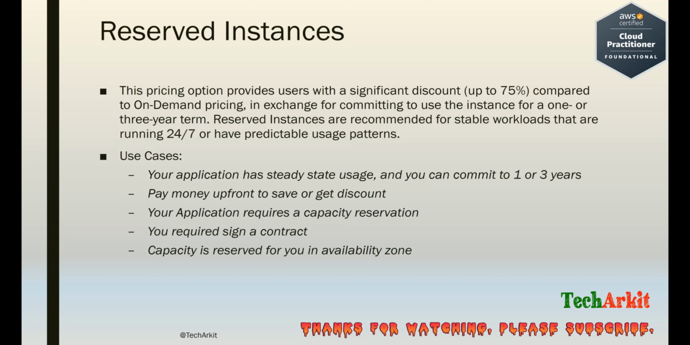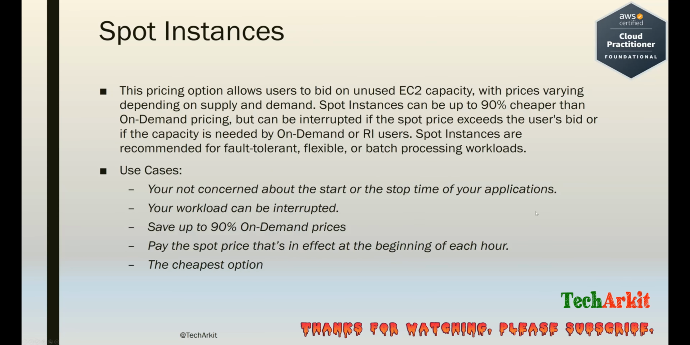So sizing has to be done when you are running your application. You are required to sign a contract with AWS. So you have to sign the contract to reserve whatever instance you choose for 1 or 3 years. Capacity is reserved for you in an availability zone, where you select your region and availability zone.